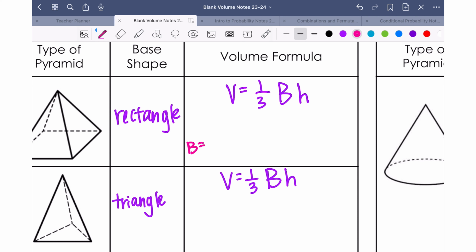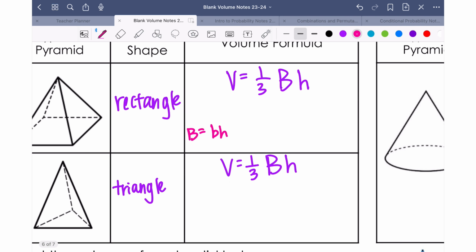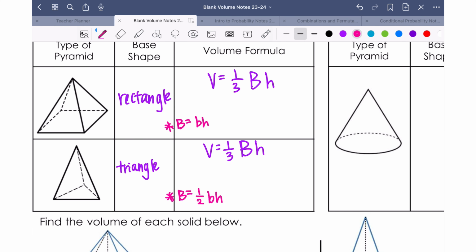The area of the base for a rectangle is what? We just did it for prisms. The area of a regular rectangle is base times height, so that part's going to be different. And for a triangle, the area of the base is 1/2 base times height. Okay, so just remember that these big capital B's are part of the formula, but you have to do a little side work in order to plug it in. And so let's get started.